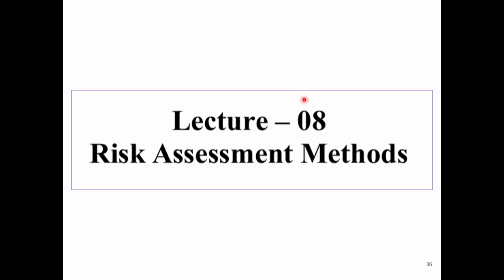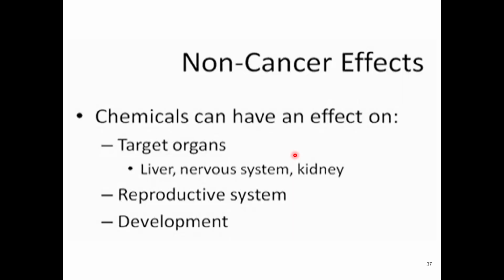So let us go to the next lecture, which is risk assessment methods. Basically, non-cancer effects. The chemical effects of non-cancer can have an effect on target organs, which can be the liver, nervous system, kidney, etc. Second is the reproductive system, and the third is development. So these are some of the targets.